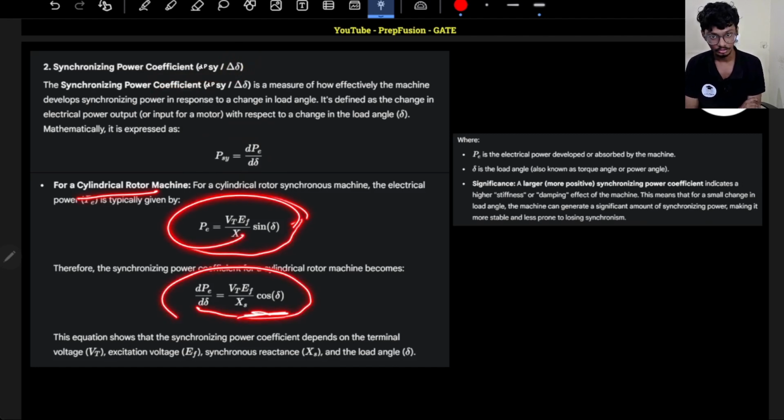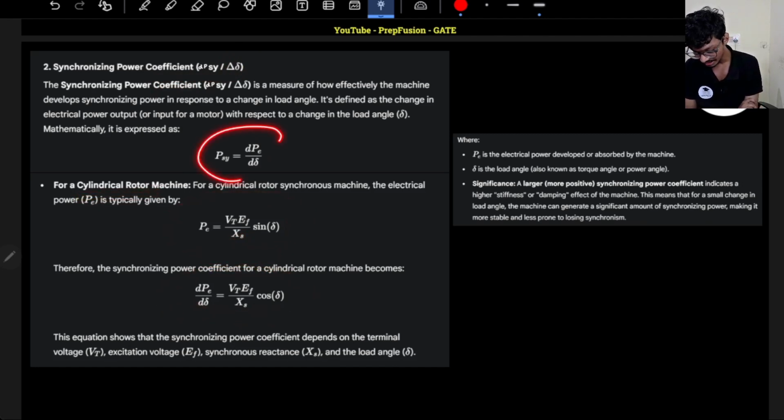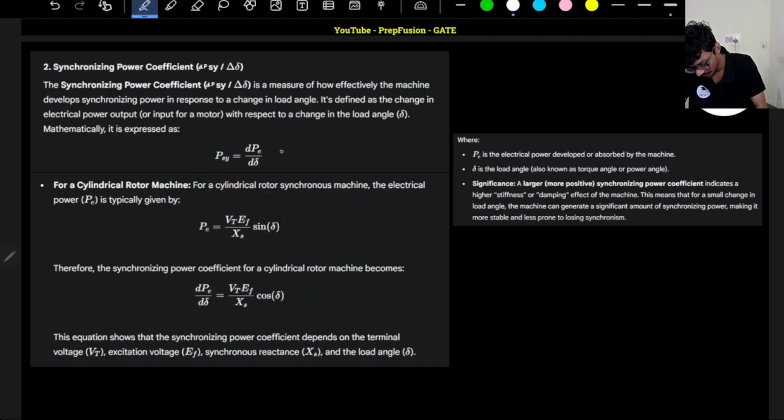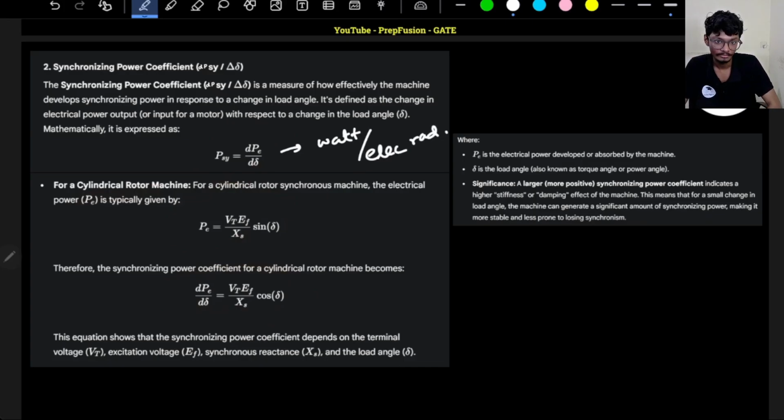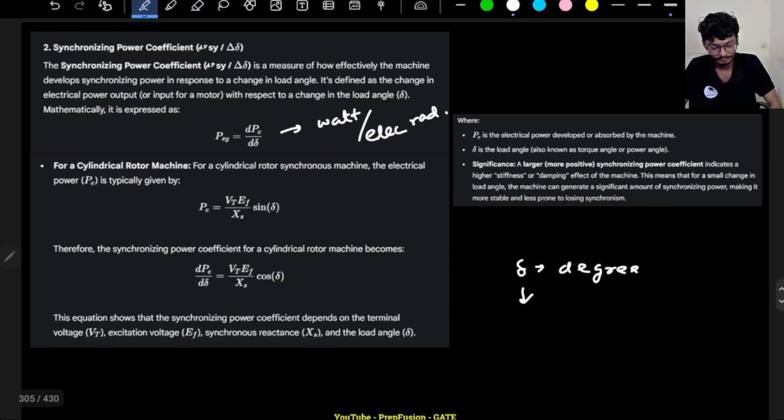Okay. Coefficient, not the synchronizing power. So what is the unit of this? Remember, the unit of this is watt per electrical radian. If your delta is in degrees, first you have to convert your delta into radians. How will you convert your delta into radians?